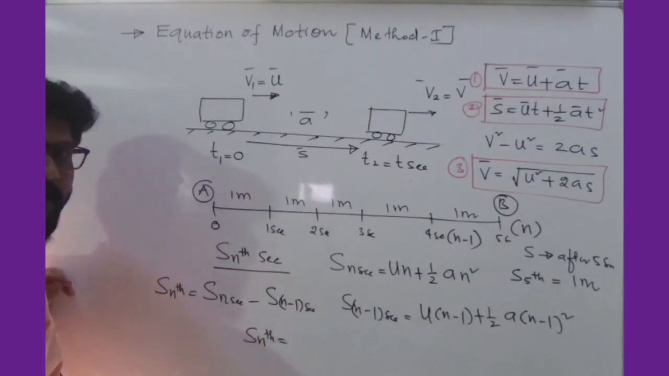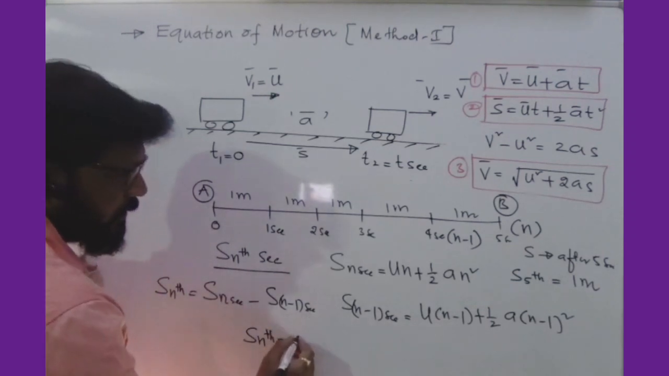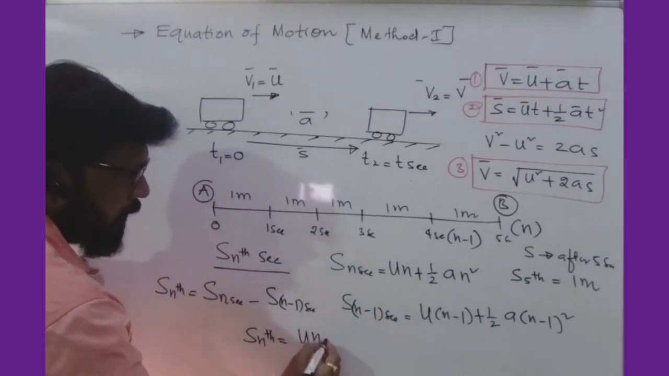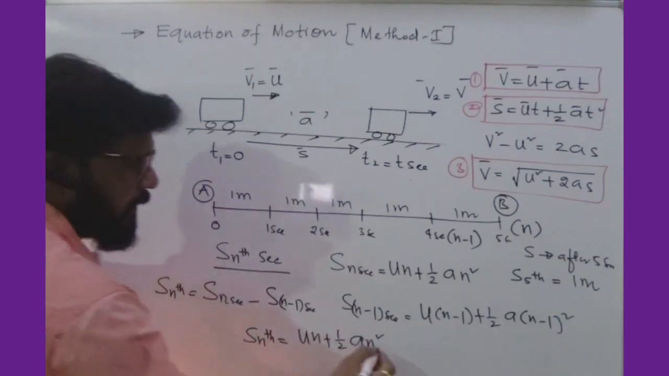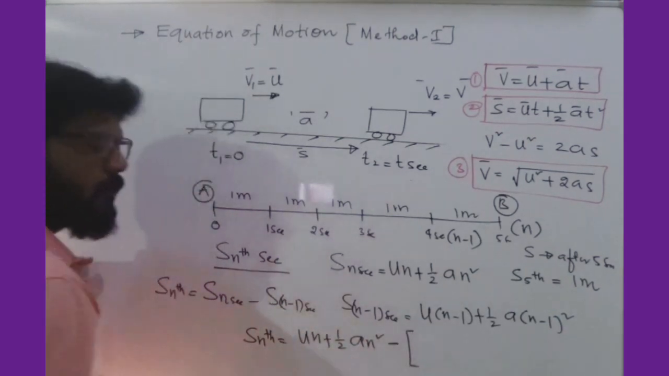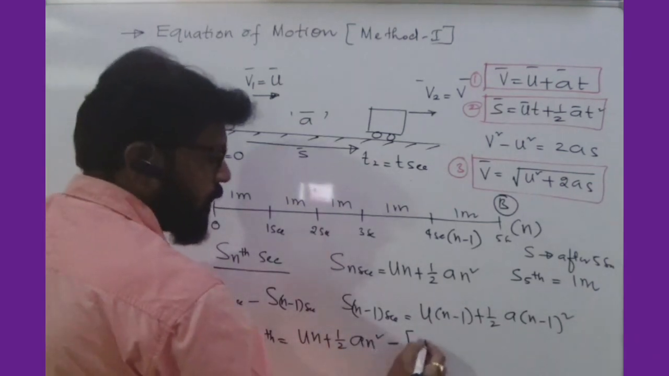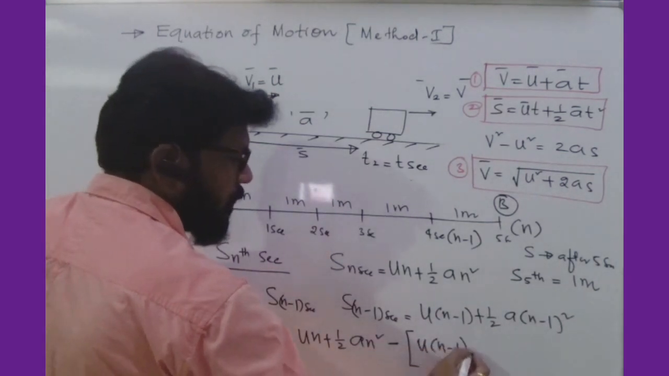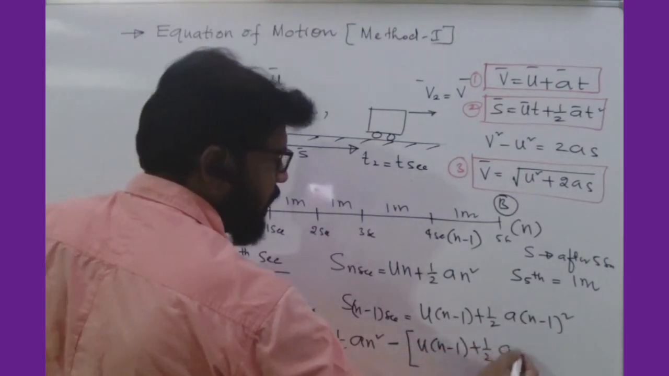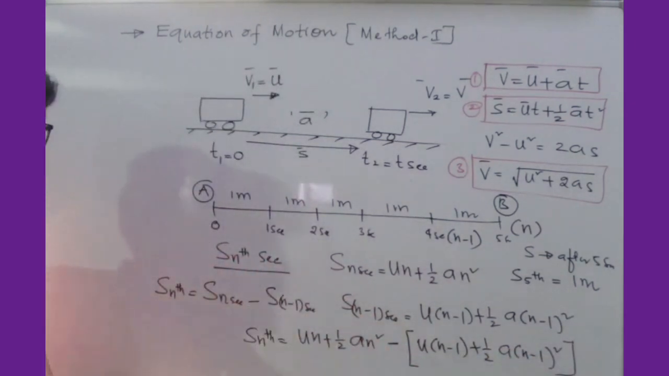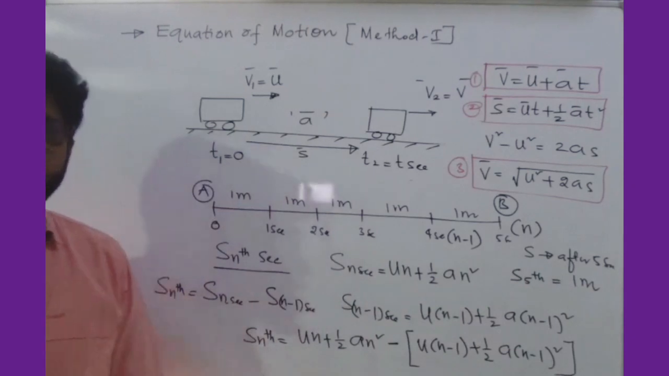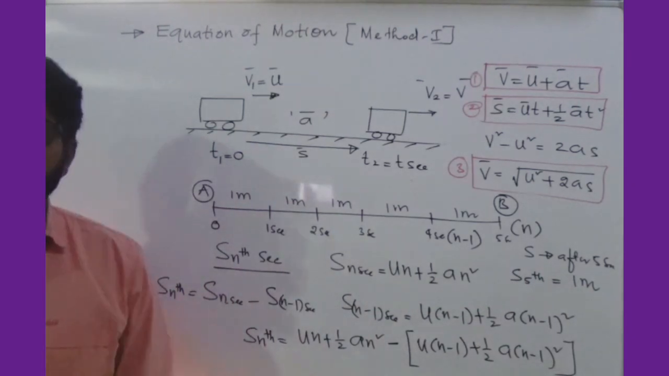So Sn, the distance in the nth second, we can write as un plus half an square, minus, in a bracket, u into n minus 1 plus half into a into n minus 1 whole square. Just simplify it. I'll give you 1 minute to calculate and tell me the answer.